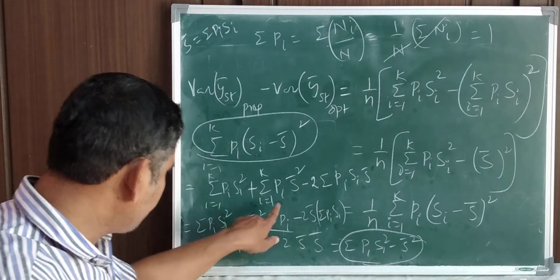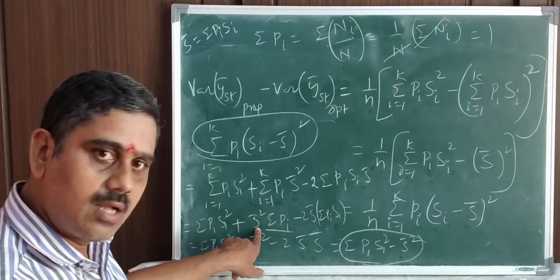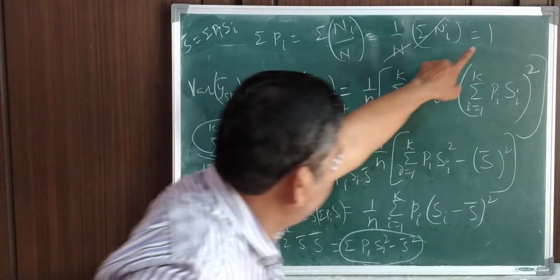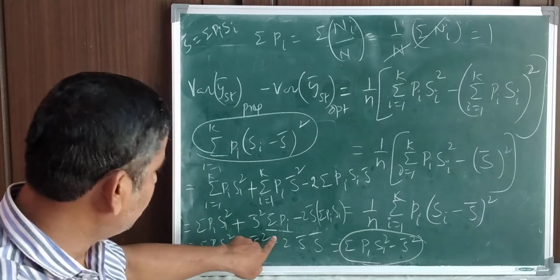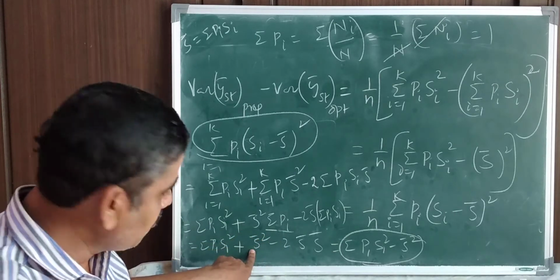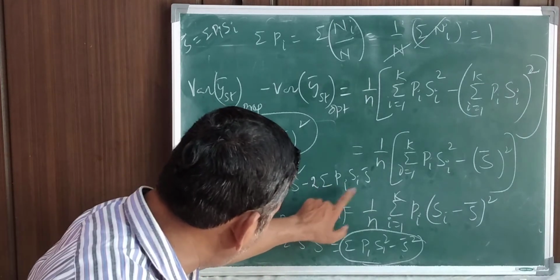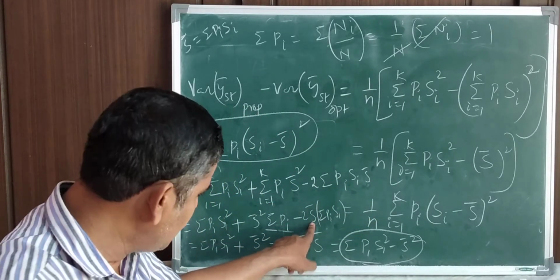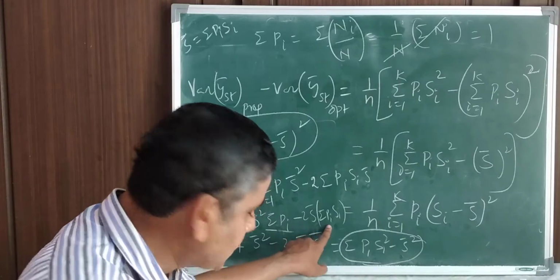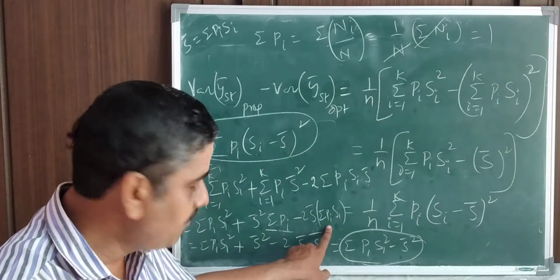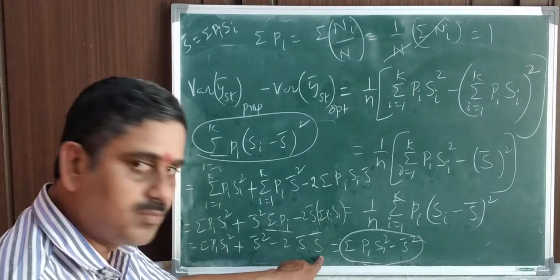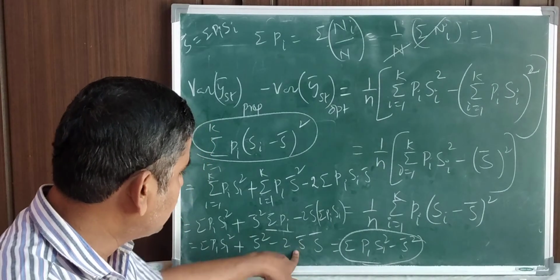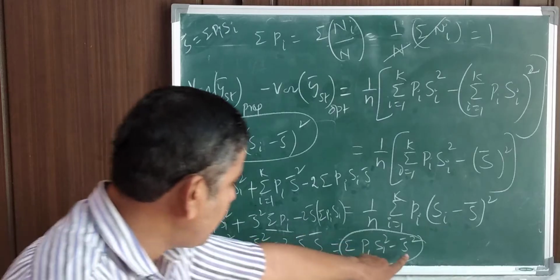You leave this particular term. S bar square is a constant I have taken outside. Summation pi is nothing but 1. That's what we have proved. It's 1, so therefore s bar square. And this is summation pi si multiplied by s bar. S bar is a constant I have taken outside of summation. So 2 into s bar multiplied by summation pi si. Right? Summation pi si is nothing but s bar. So s bar into s bar, so 2 s bar square. Minus 2 s bar square plus s bar square, so minus s bar square.